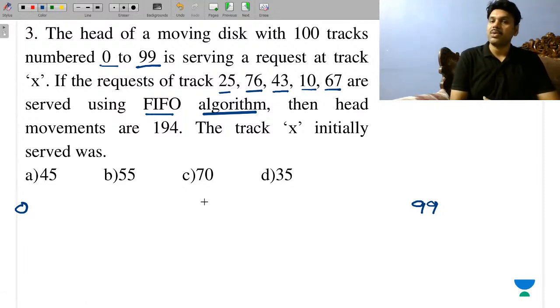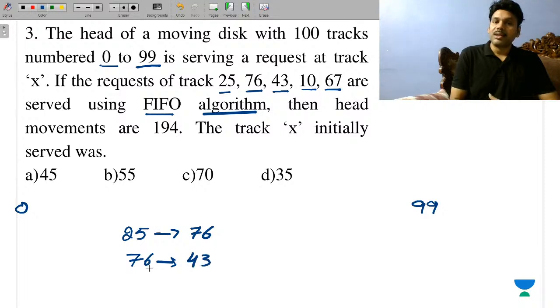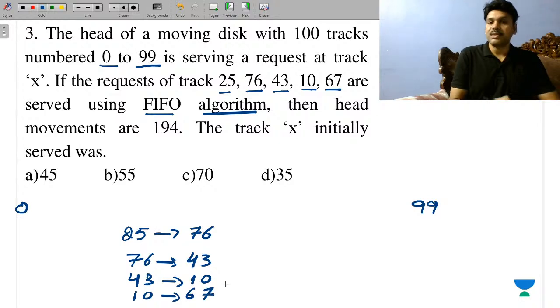In that order they have come. Therefore, we are going to execute first of all 25, then we move on to 76, then from 76 we move on to 43, and from 43 to 10, and from 10 we move on to 67. So what is the initial track that has been satisfied? That's what he is asking.